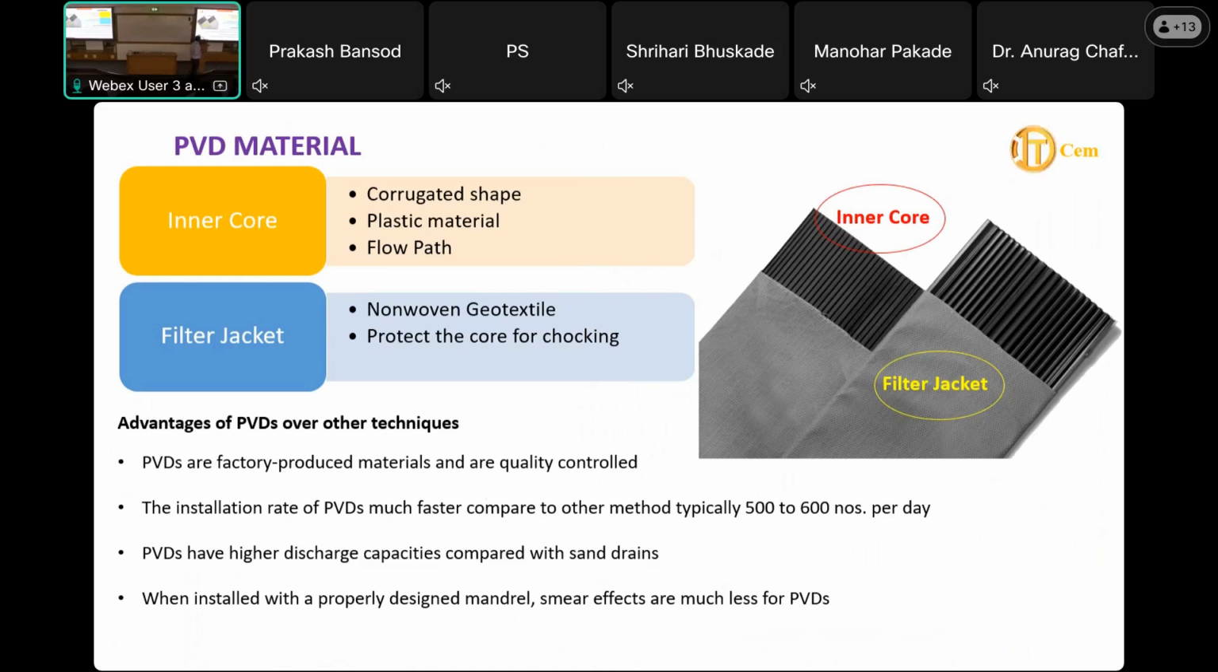And PVD has a lot of advantages compared to other methods. It is much faster, and it is a quality product compared to sand drains. It has inbuilt factory quality, it is a faster method, and the drainage is much better. So nowadays it is very popular compared to other methods like sand drains or sand wicks.